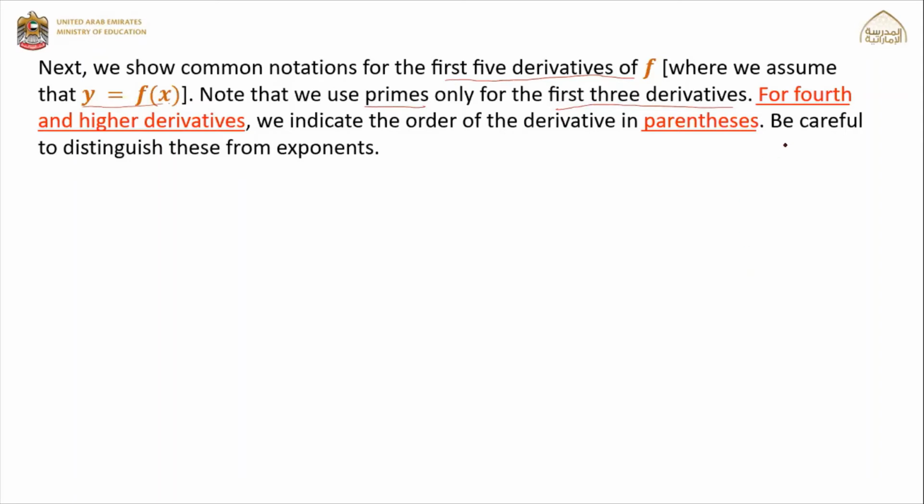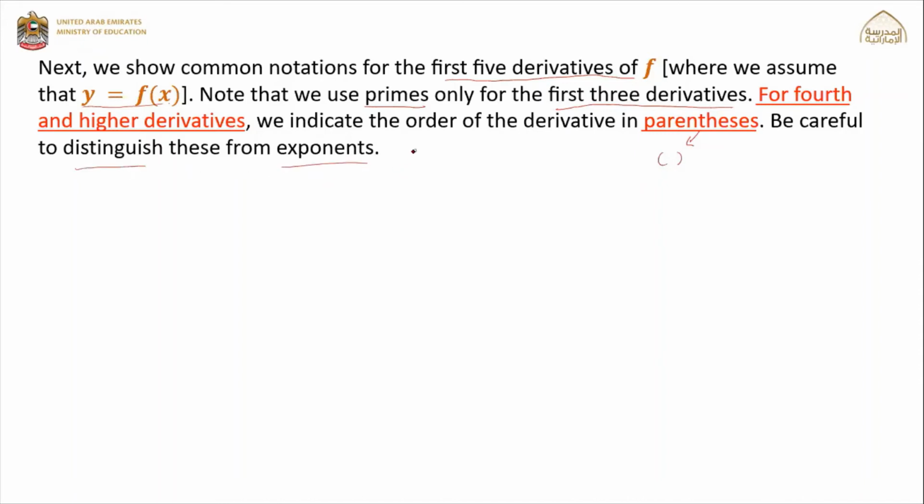But when you go to the fourth derivative, fifth derivative, that means for fourth and higher derivatives, we indicate the order of the derivative in parentheses. That means you will put the number of derivatives between brackets. We will see that. Be careful to distinguish these from exponents.